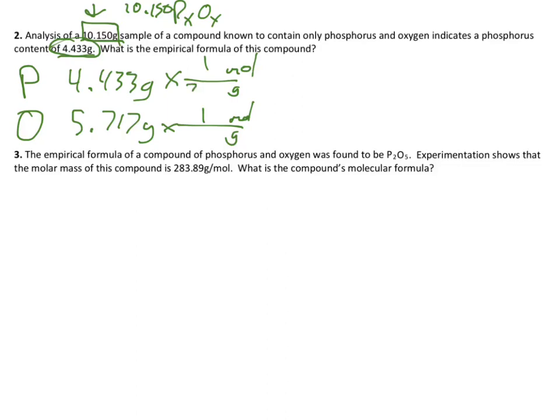Phosphorus is 30.974, I believe, and then oxygen is 15.999. And then you just type that in your calculator, and you end up getting this for each one. So we did percent to mass. We already had mass, so we didn't have to do that. Then we went mass to mole. Now we divide by the small, and this one is the small.